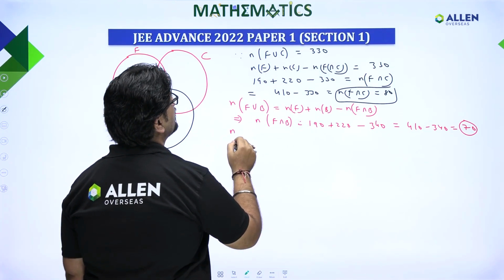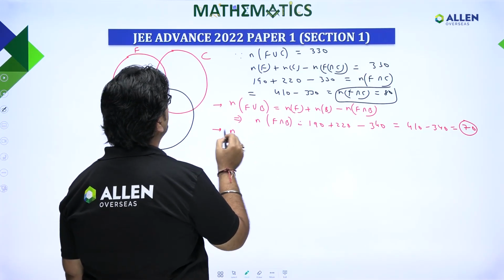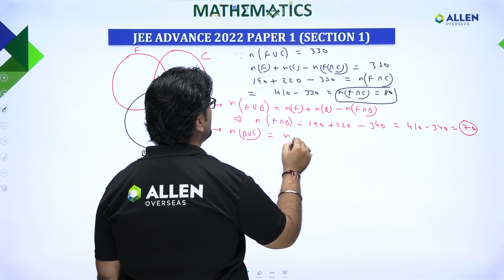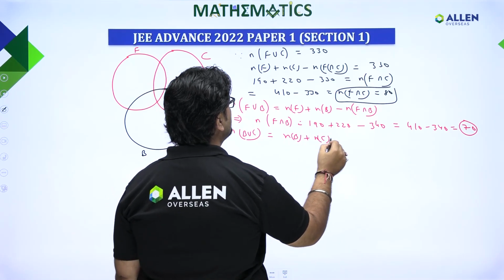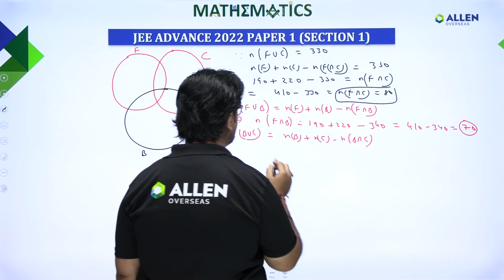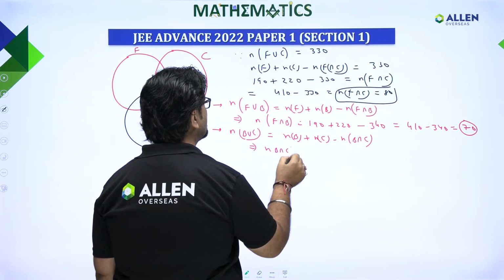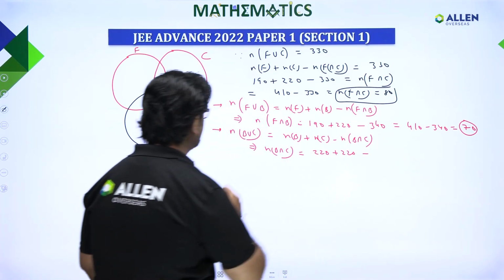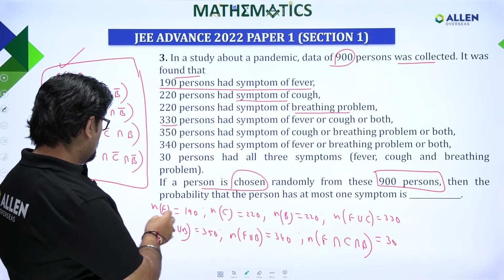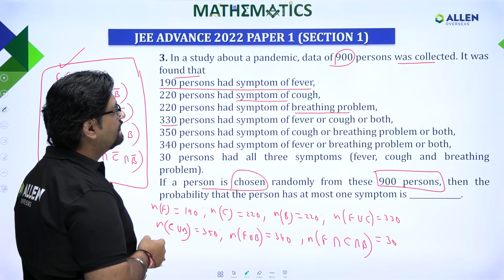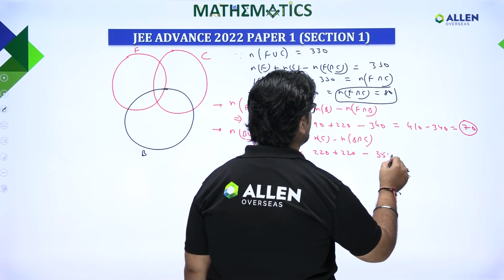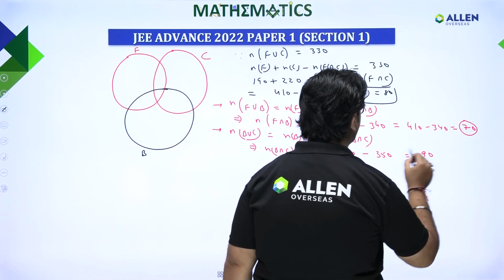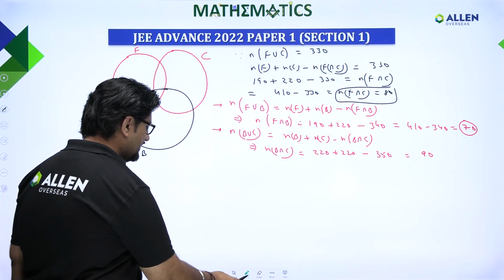Now I am using the formula again for these two things, B union C. So N B union C will be what, my dear? It will be N B plus N C minus N B intersection C. Now I will be calculating N B intersection C. N B is 220, N C is also 220, and minus the union. The union of C and B is 350, my dear. So I am subtracting 350 here. So what is the value coming? This is 440 minus 350, which is 90, my dear. Hopefully you are getting this point very clearly.